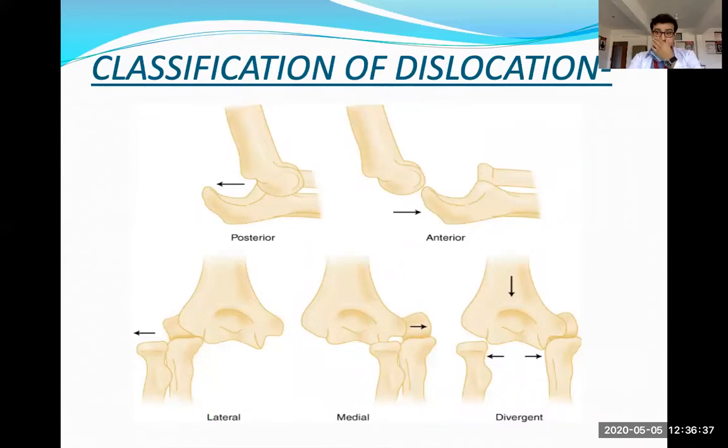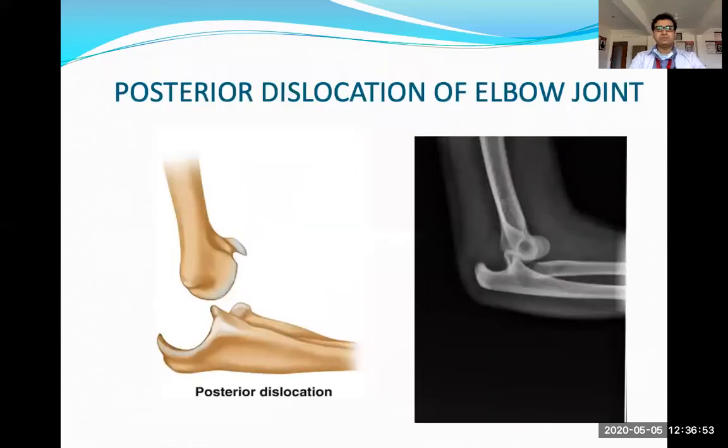Now come to the classification of dislocation. अब dislocation किस तरह के होंगे, the first one is posterior, which is very common, then anterior dislocation, lateral dislocation, medial dislocation, and divergent. These are the dislocations of the elbow. So now come to the posterior dislocation. यहाँ पर क्या हो रहा है, जो olecranon process है, it goes posterior to the elbow. You can see over here in the X-ray also.